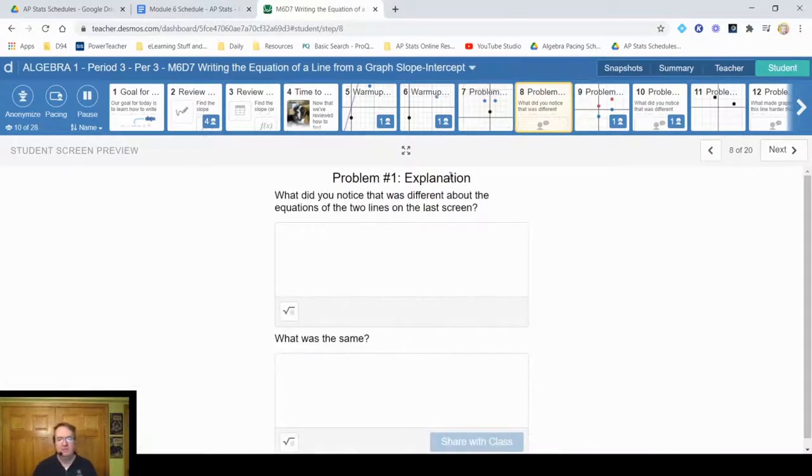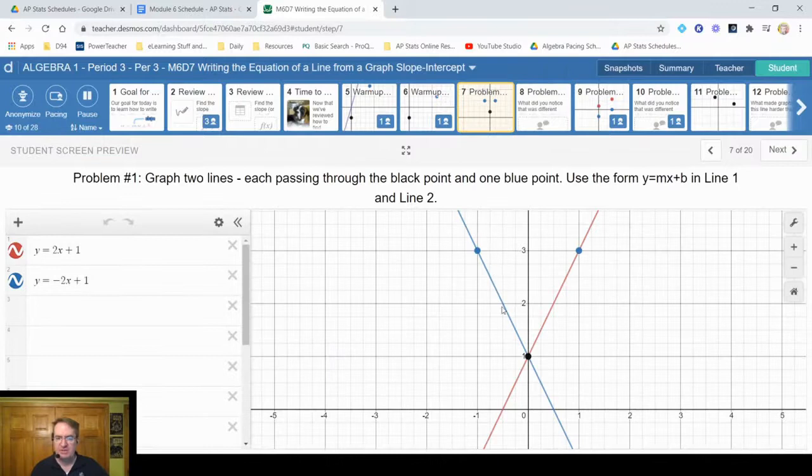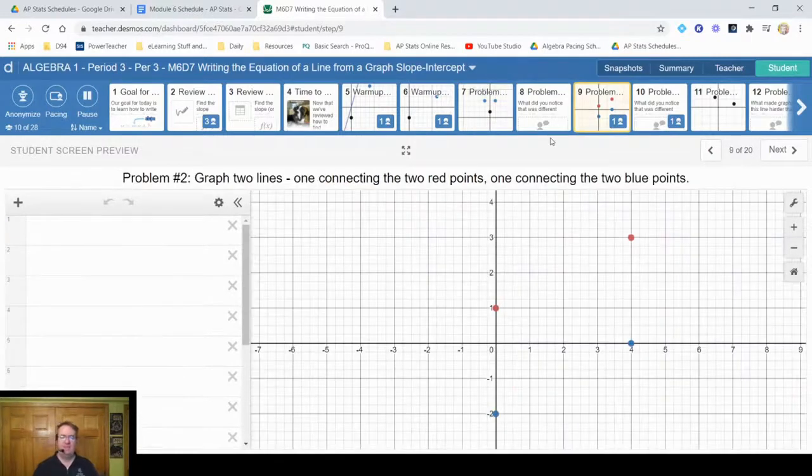Now on the next slide, I'm going to go ahead and hit pause, and I want you to write down some examples of what's going on, or what you noticed. Okay? And unpause when you're done. So what you should have said is that their slopes are opposite. They have the same y-intercept. That type of thing.